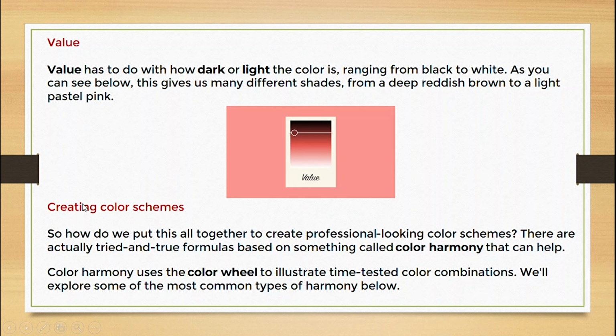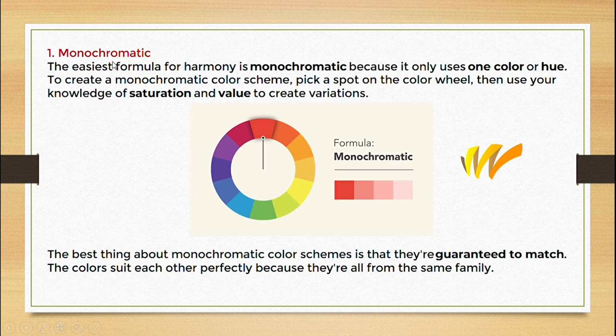So moving on, creating color scheme. How do you put this all together to create a professional looking color scheme? There are actually tried and true formulas based on something called color harmony that can help. Color harmony uses color hues to illustrate time-tested color combinations. We will explore some of the most common types of harmony below. So let's move on. Number one color scheme I have here is monochromatic, and this is one of the best color schemes. I use this most of the time. I use it in most of my designs.